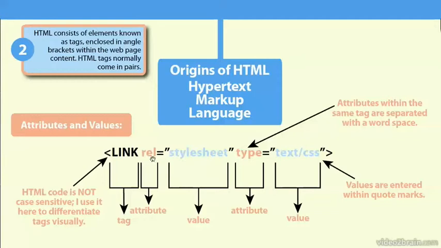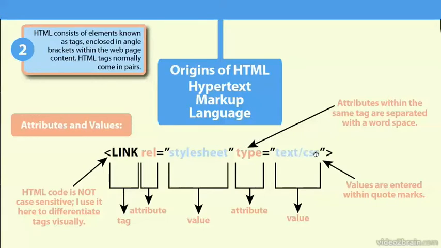I like to think of the attribute as maybe a question, and then the value is the answer to that question. For example, in this particular case, the link element type is the question: what type of link is it? And the answer is it's a CSS file. That's kind of how I like to think about it.